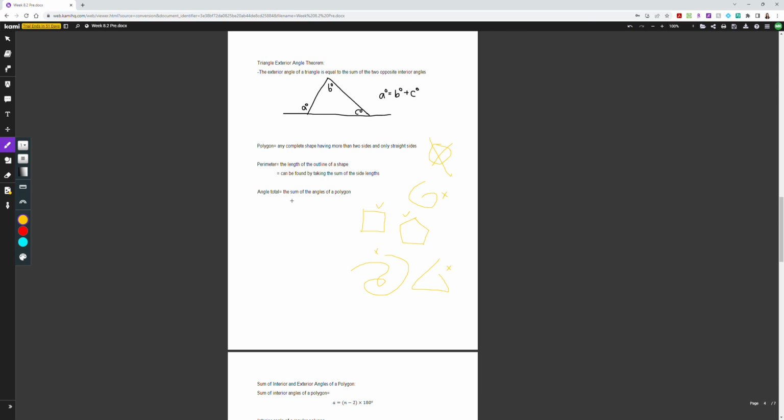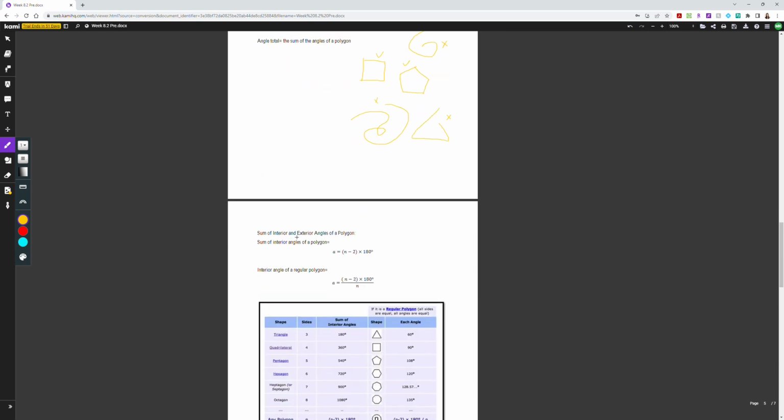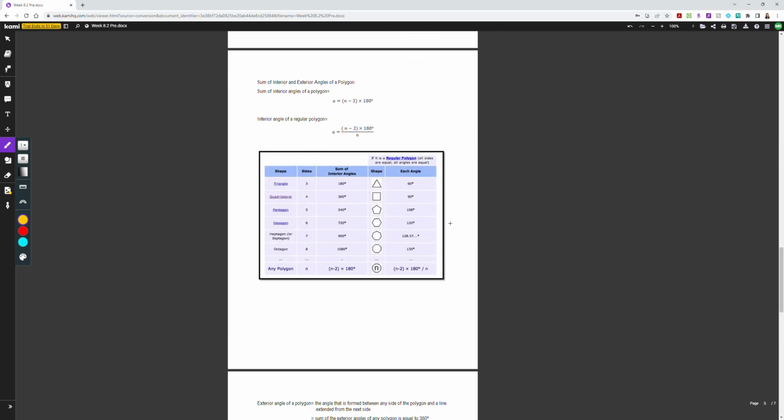Now, angle total essentially is the sum of the angles of a polygon, and we're actually going to see what that is right now. So with a polygon, we can find its total interior angle as well as its exterior angle. Now, to find the sum of the interior angles of a polygon, we would use this formula. A is the total angle, N is the number of sides the polygon has, and we're going to subtract that by 2 and multiply by 180 degrees.